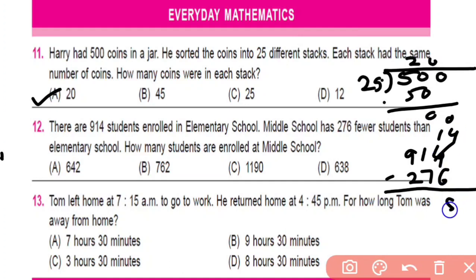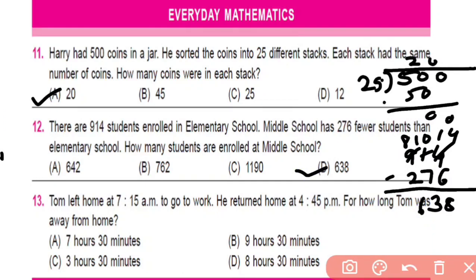14 minus 6, 8. 10 minus 7, 3. And 8 minus 2, 6. 638 students are enrolled in middle school. So D answer is correct.